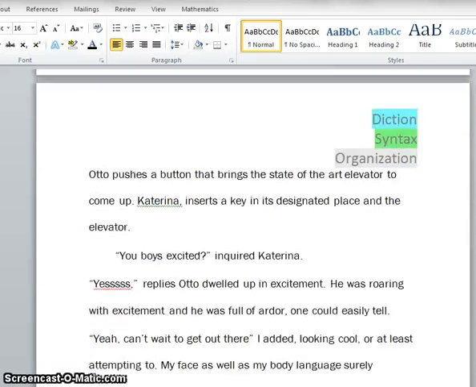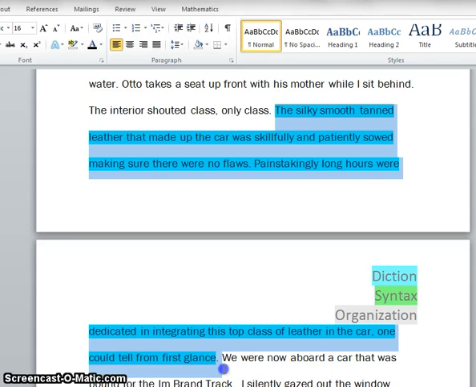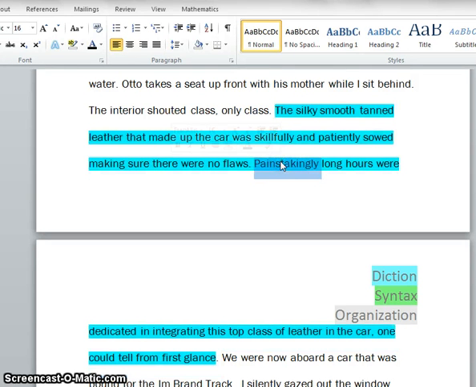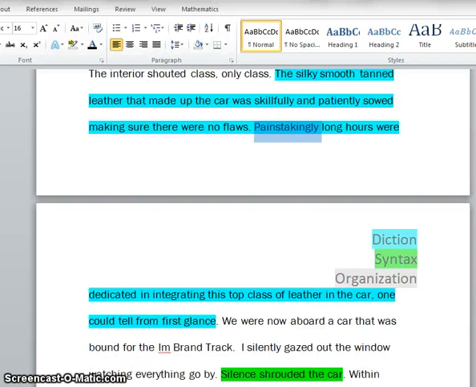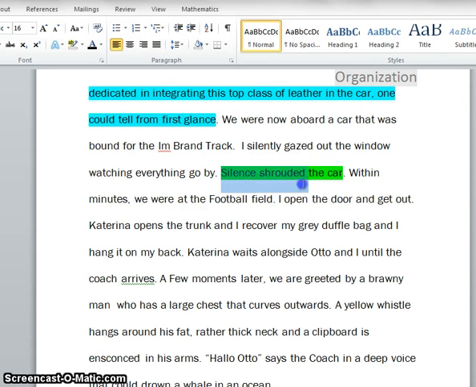Moving on, another example of diction that I used was again here, and this, like the previous one, shows more of a tell-not-show kind of feeling, because here I am trying to describe the very luxurious interior of the car that I was sitting in when we were going to the football ground. And here this states the silky smooth tan leather, and I think the silky smooth especially helps people imagine how the leather would feel and look like. As well as I use here, painstaking long hours were dedicated in integrating this top class of leather in the car, and I think this also contributes to the effect of what a superb top-notch car, which actually took time to build.